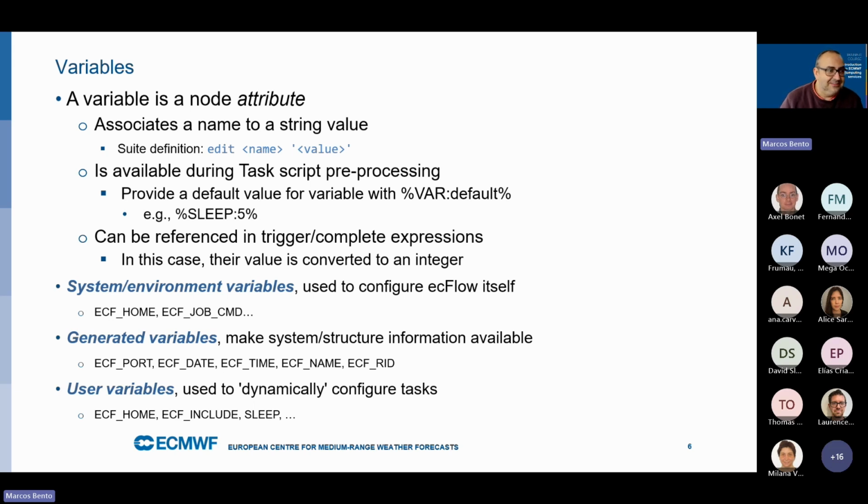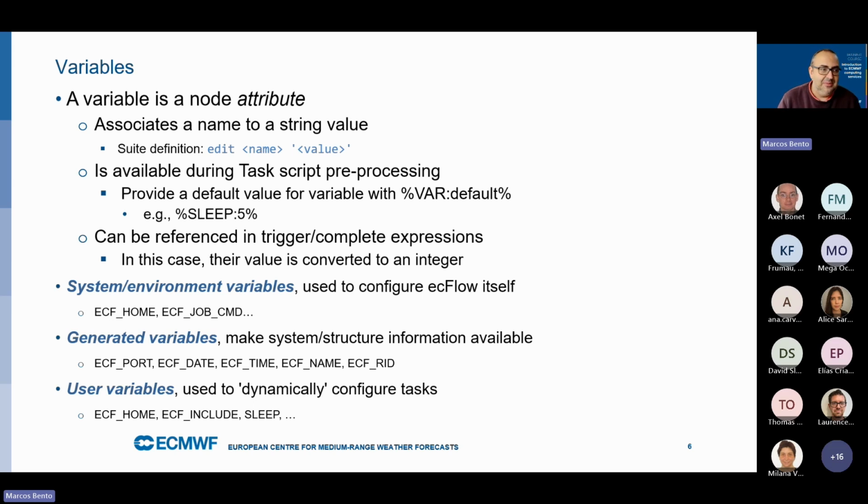The variables are not only used to put things into the task script, but they can also be used in triggers and expressions, with a caveat that they need to be converted to integers at that point. So the trigger expression engine, the one that actually evaluates the expression, will try to convert the value of a variable to an integer. In practice, there are three kinds of variables.